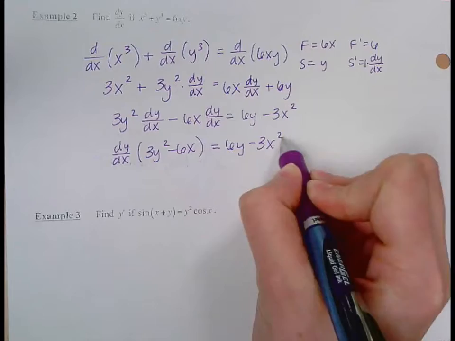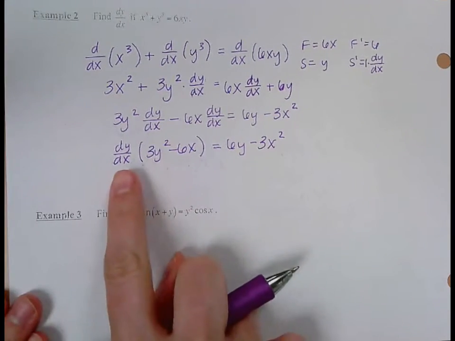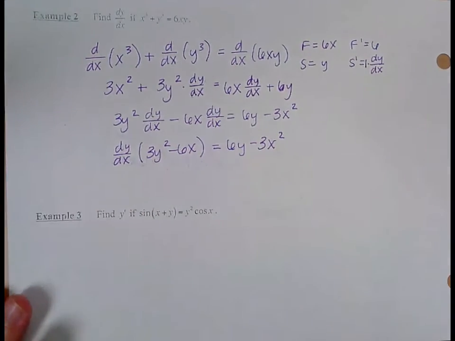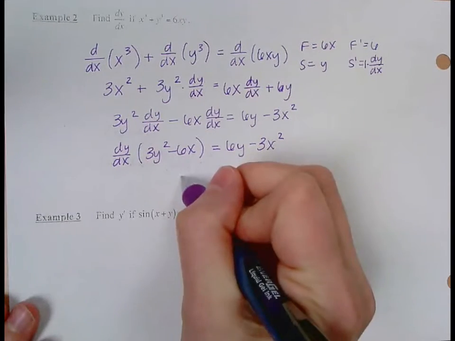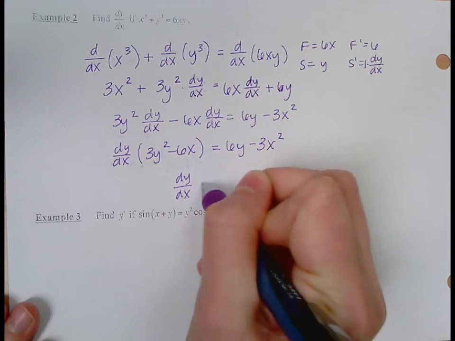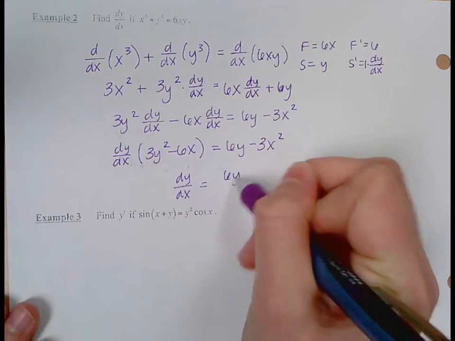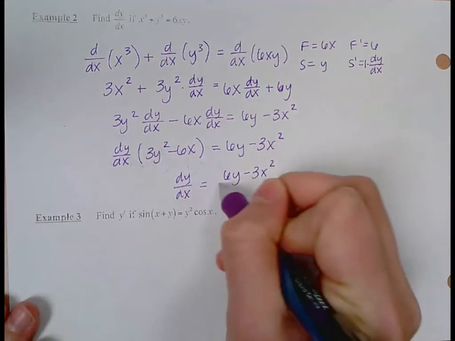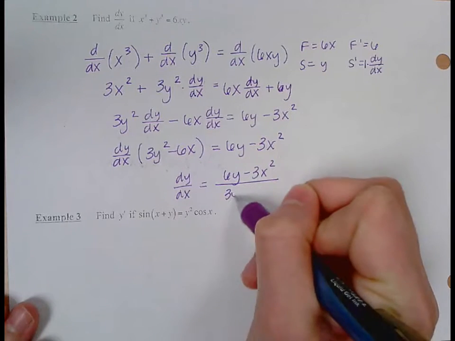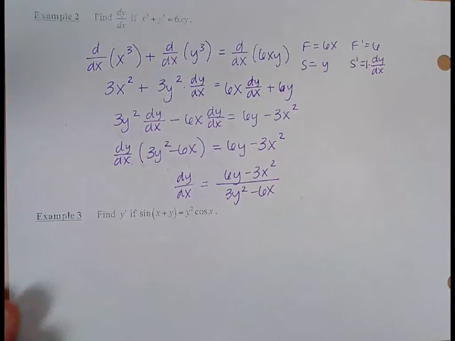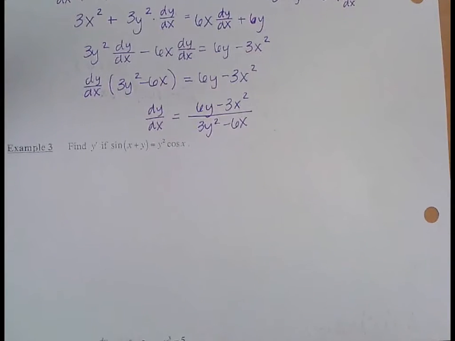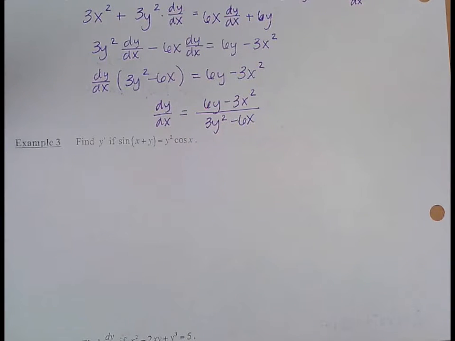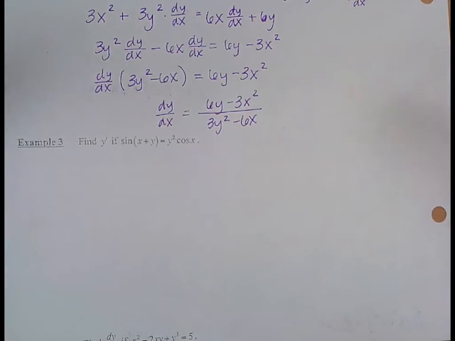I didn't change the right side. And then I can divide both sides by the quantity 3y squared minus 6x. So dy dx will equal 6y minus 3x squared over 3y squared minus 6x. And you could leave your answer that way. If you wanted to simplify, the only thing you could do is divide everything by 3.